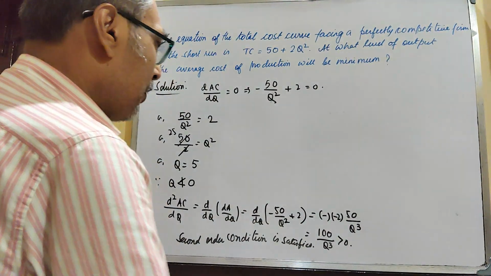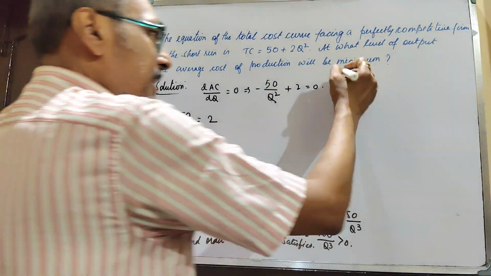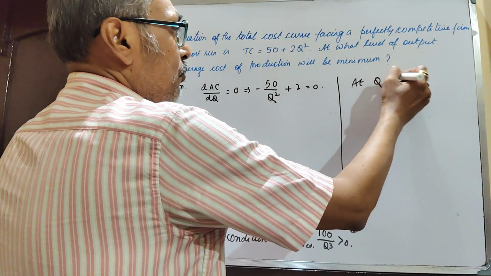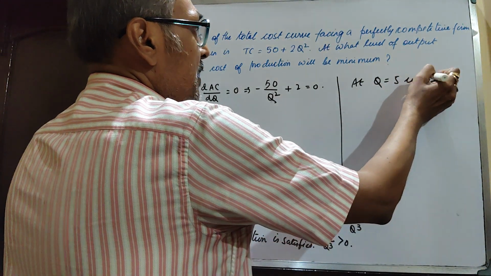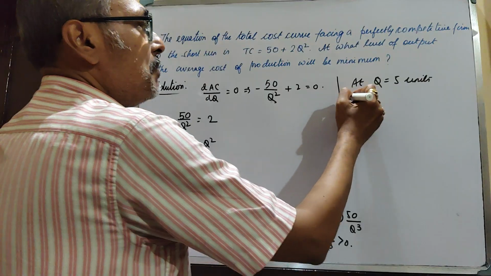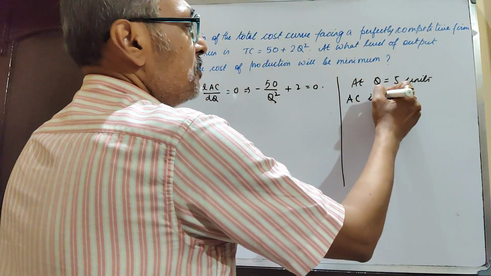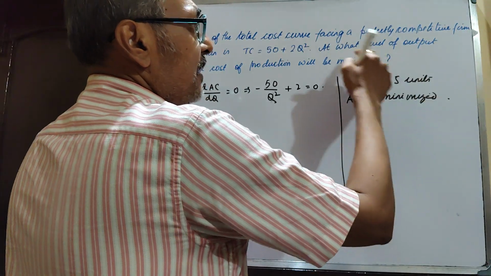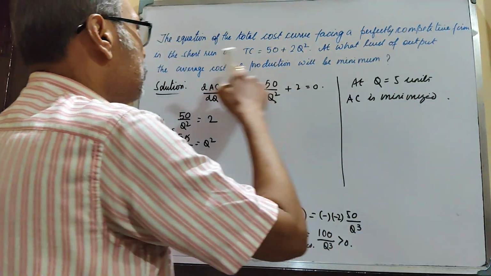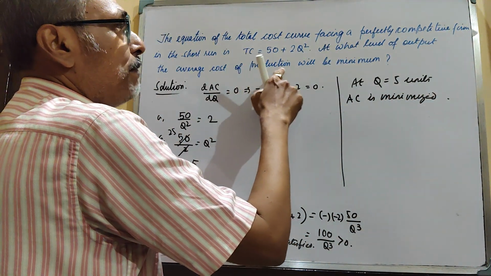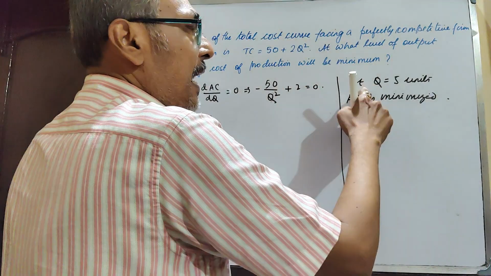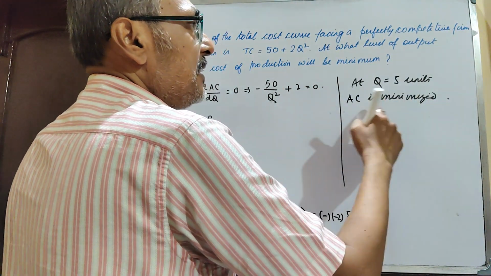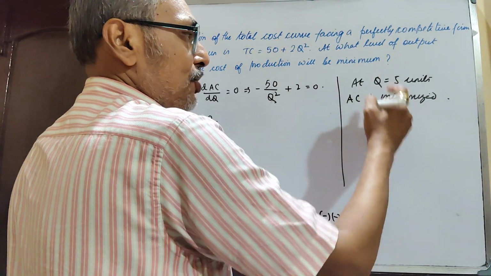Now at Q equals 5 units, average cost is minimized. AC is minimized. This is the question: at what level of output is the average cost of production minimum? At Q equals 5 units, average cost is minimized. This is the answer to this question.